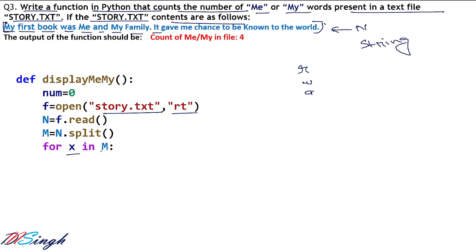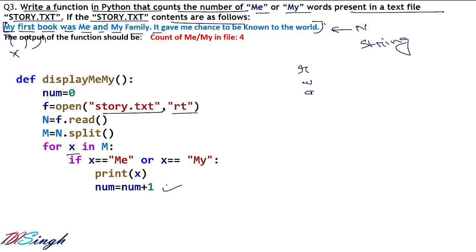Now we iterate over those words. x will contain each word, one by one. So first time x will contain my, then next time x will contain first, and for each iteration it is going to have a new element. Then we have, if x equal to me or x equal to my, this is my condition to increment the counter. In both cases we are going to print the word x and increment the counter. If you don't want to print, no issue, because they are just asking for the count only. So then num equal to num plus 1, it is an increment.